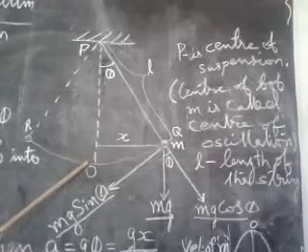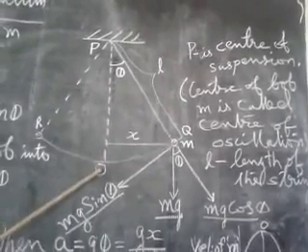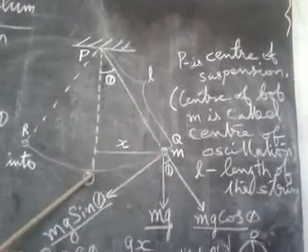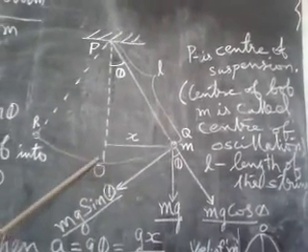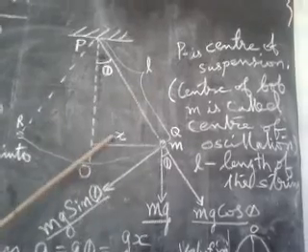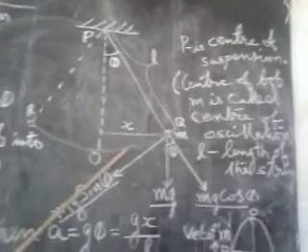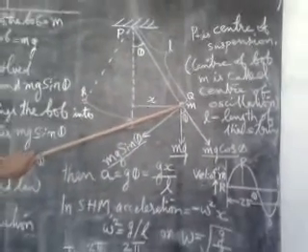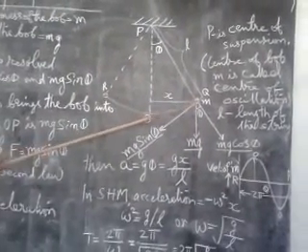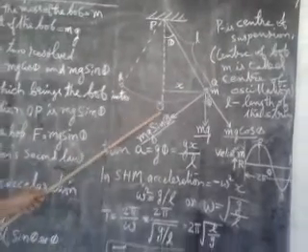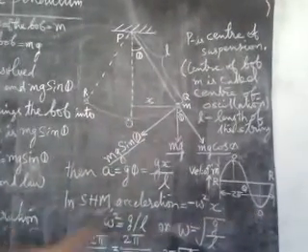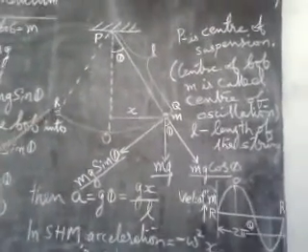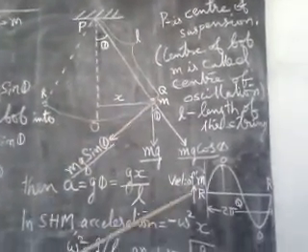It has maximum velocity at O. When it moves away from the mean position, its velocity decreases. So velocity is maximum here, and kinetic energy is maximum here. When it goes away from the mean position, its velocity decreases, and kinetic energy also decreases. At this point Q, the velocity is zero. After that it returns and reaches the maximum velocity in the opposite direction at O. It has zero velocity at R and Q.